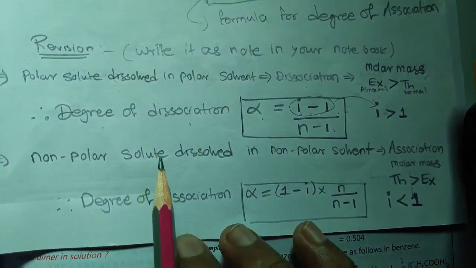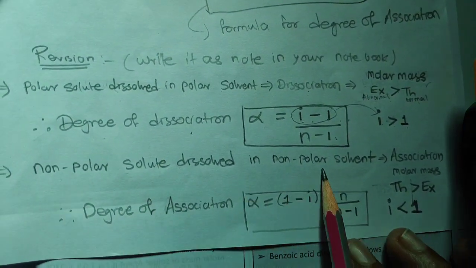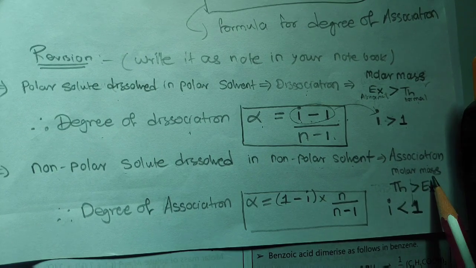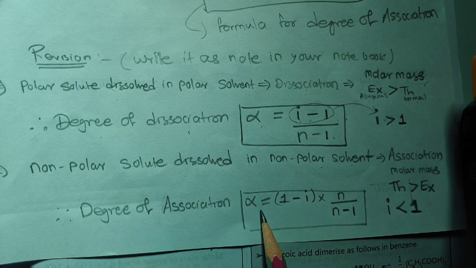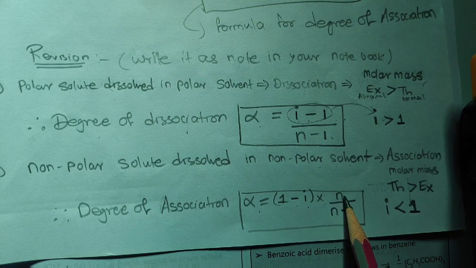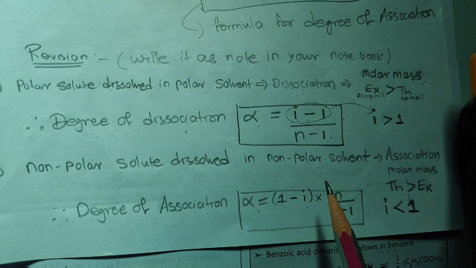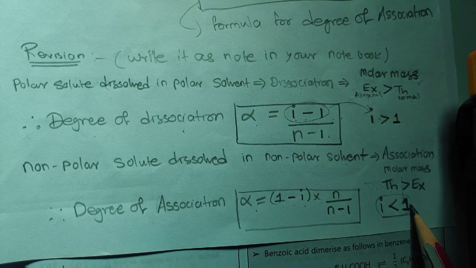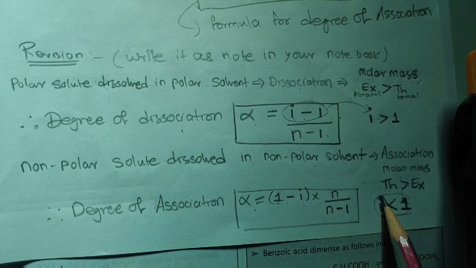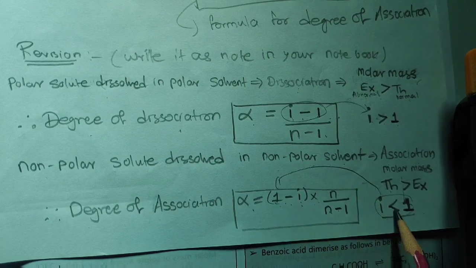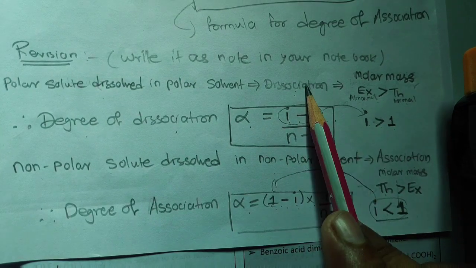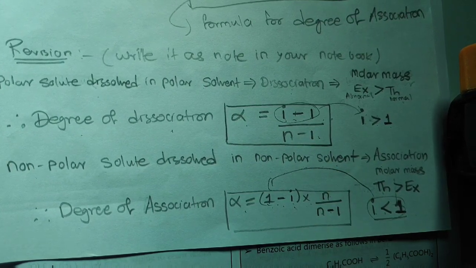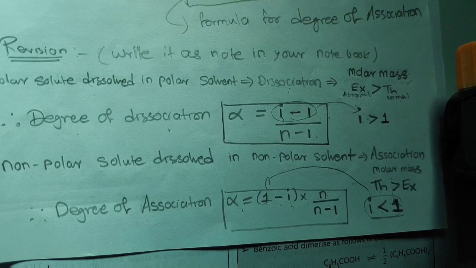Now, when a non-polar solute is dissolved in a non-polar solvent, association will occur, and therefore the degree of association alpha is equal to 1 minus I into n upon n minus 1. How we derive that, we have discussed in our video. In this, the theoretical value will be greater than the experimental value. Now here you can remember why I have written 1 minus I, because I is less than 1. So for dissociation I is greater than 1, for association I is less than 1, and these are the two formulas you have to remember. This is the way these two formulas were derived.